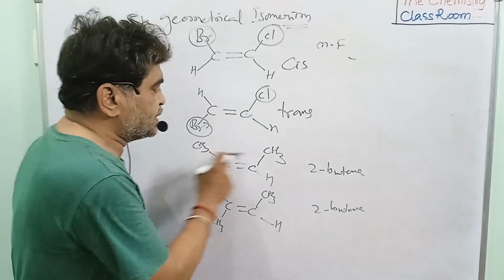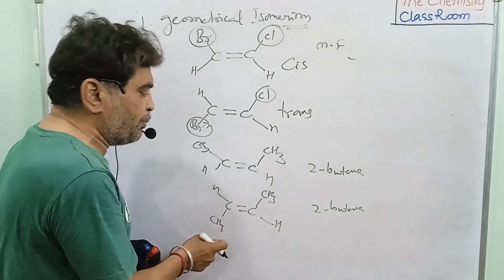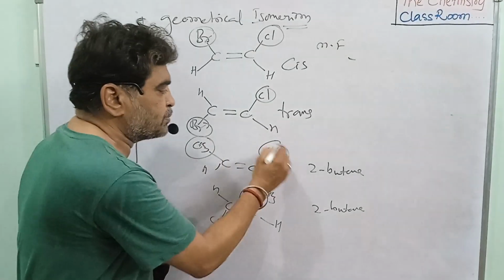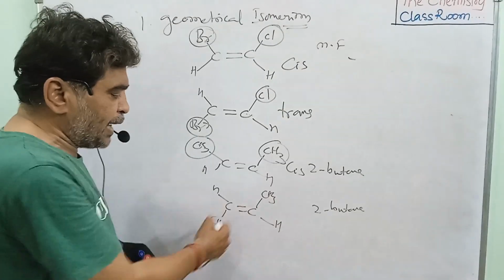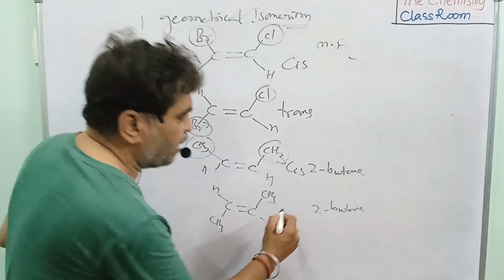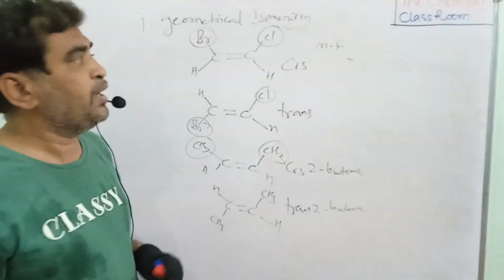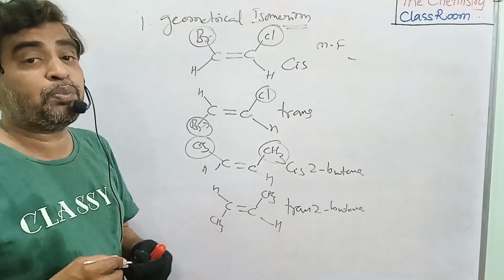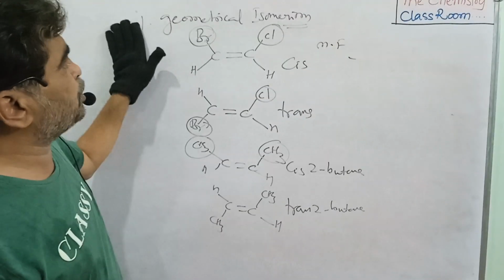Why? Because in this geometry the methyl groups are on the same side. In this geometry the methyl groups are on the opposite side. If the methyl groups are on the same side, this compound is called cis-2-butene. If the methyl groups are on the opposite side, it is called trans-2-butene. So like this we mention the geometrical isomerism. The spatial arrangement is different, so they are called geometrical isomers.